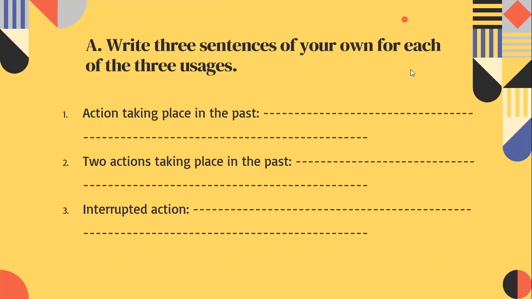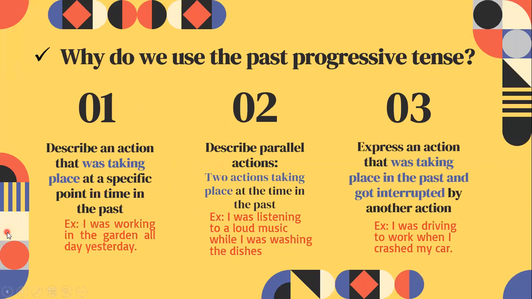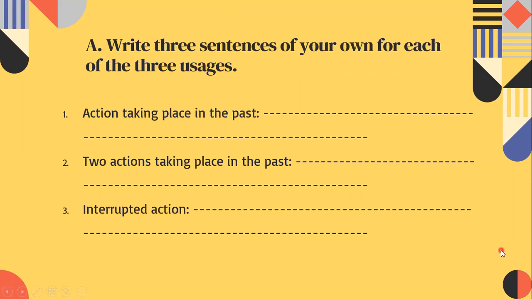You're going to write 3 sentences of your own for each of the 3 usages. Write a sentence for an action that was taking place in the past, 2 actions taking place at the same time in the past, which we call parallel actions, and an action that was taking place in the past and got interrupted by another action, which are similar to these 3 examples, but write your own sentences.